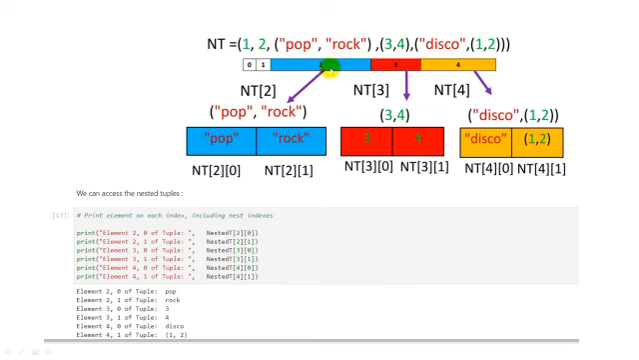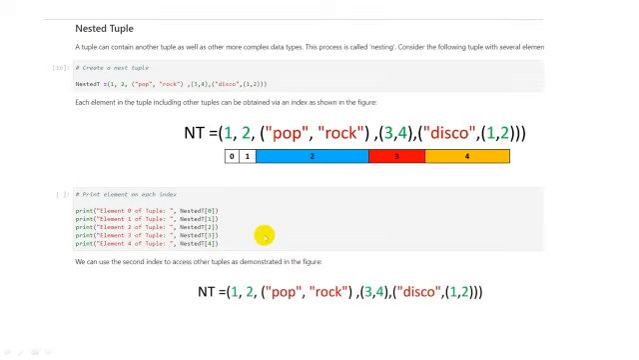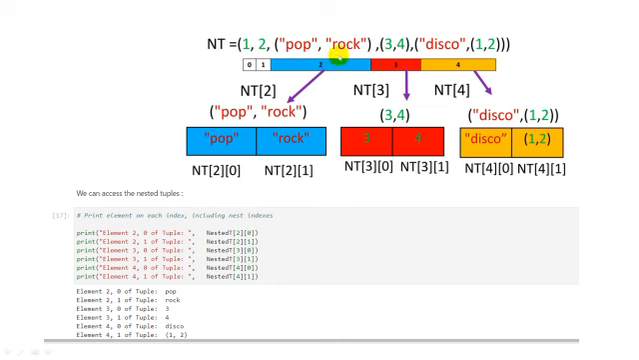If we want to access the elements of index 2, we will say, for example, here, NT[2][0]. What is NT[2]? It is the second element, which is pop and rock, and 0 is the first element, which is pop. So NT[2][0] will give me pop. Then NT[2][1]: the second element in the tuple is pop and rock, and the first index is rock. So it will give me rock.